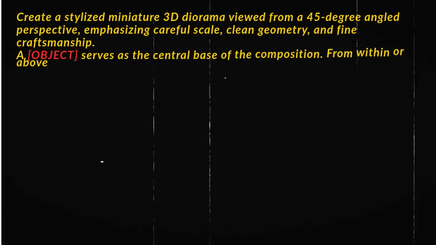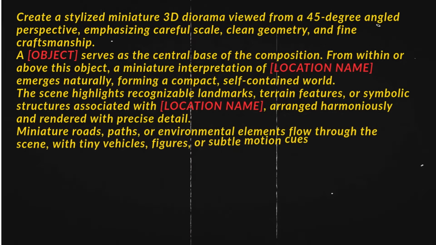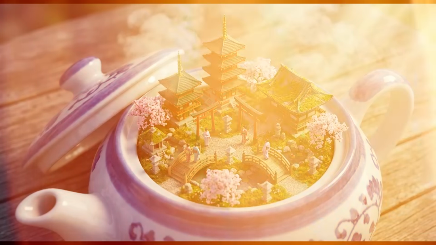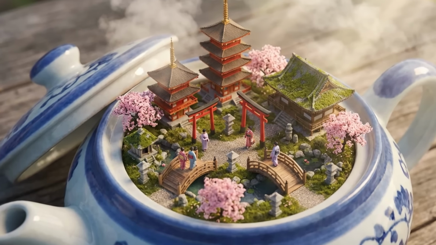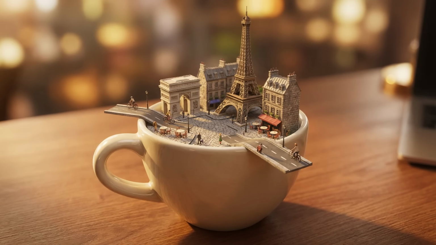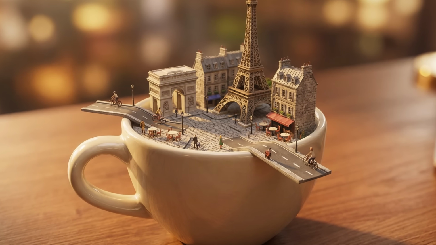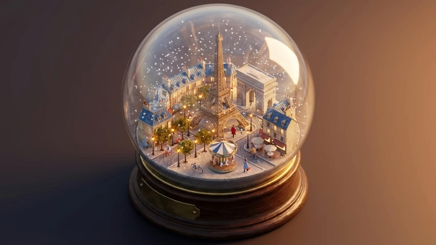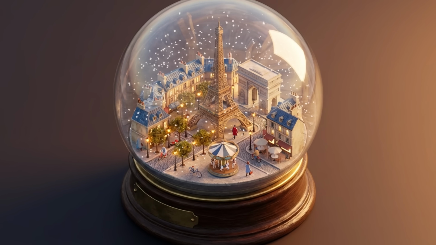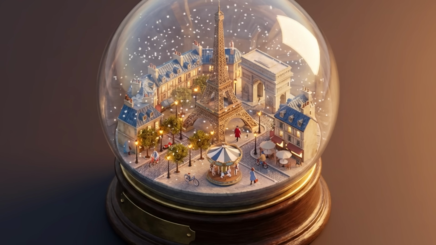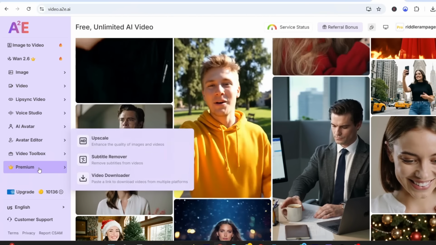If you use this stylized diorama on an everyday object prompt and just swap the object and the location, Nano Banana Pro creates a miniature world that feels handcrafted, like a real studio diorama shoot. The main trick is simple. You take a normal object and you turn it into the base of the entire scene. Then the location emerges out of it in a way that feels natural, not random. So, let's try it with Tokyo.